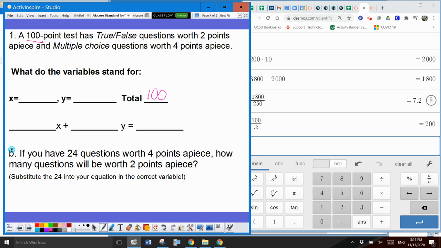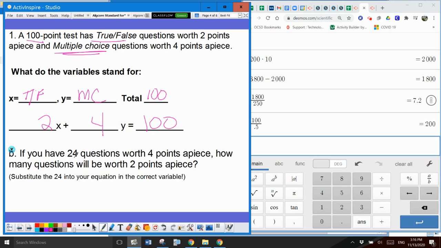Yeah, the first thing they're talking about is true-false, so we're going to put TF. The second thing is multiple choice. All right, so who thinks they know what their equation is? Let's holler it out. You're right, 2x plus 4y equals 100. Good job.